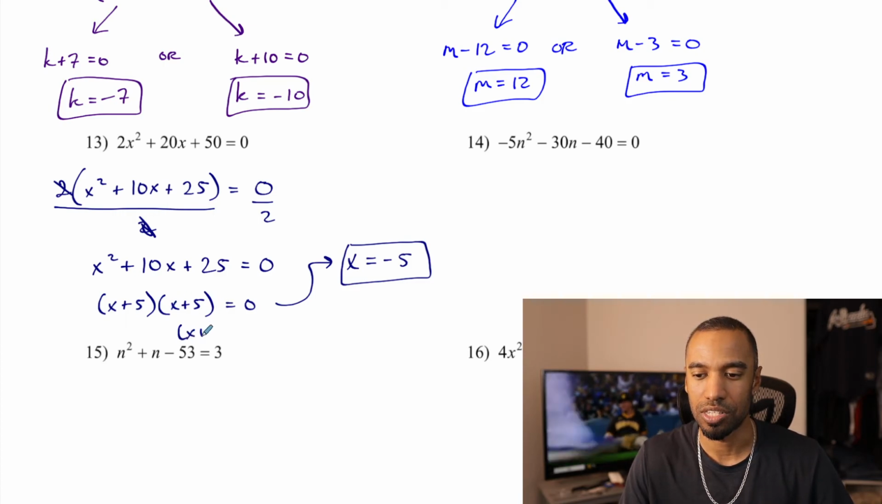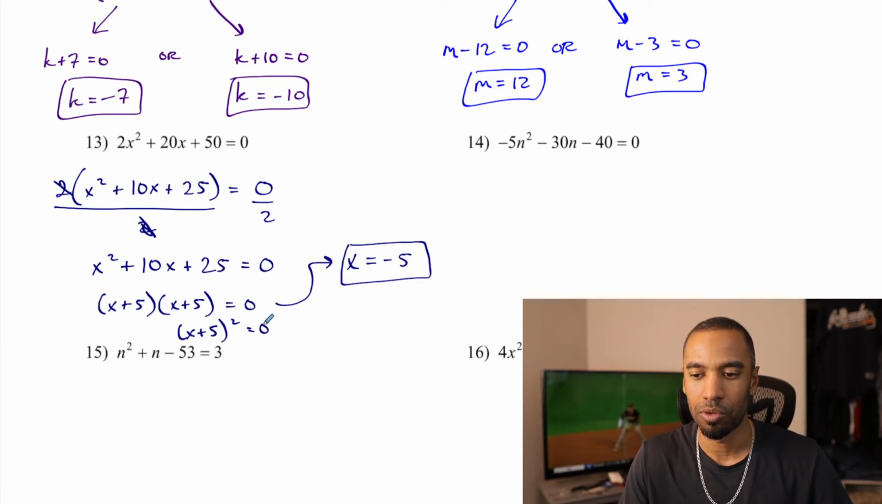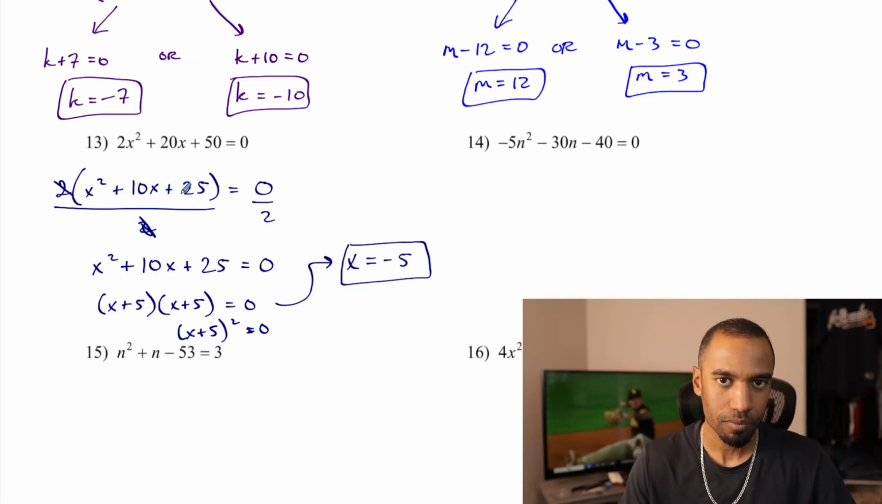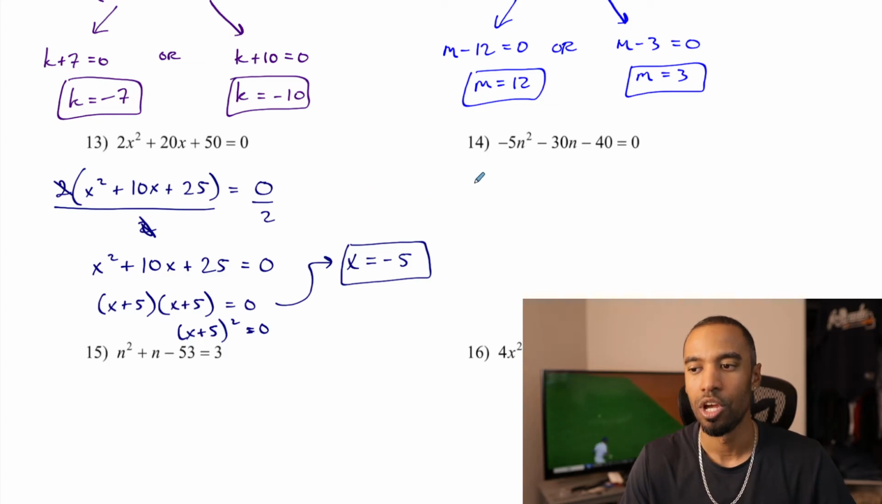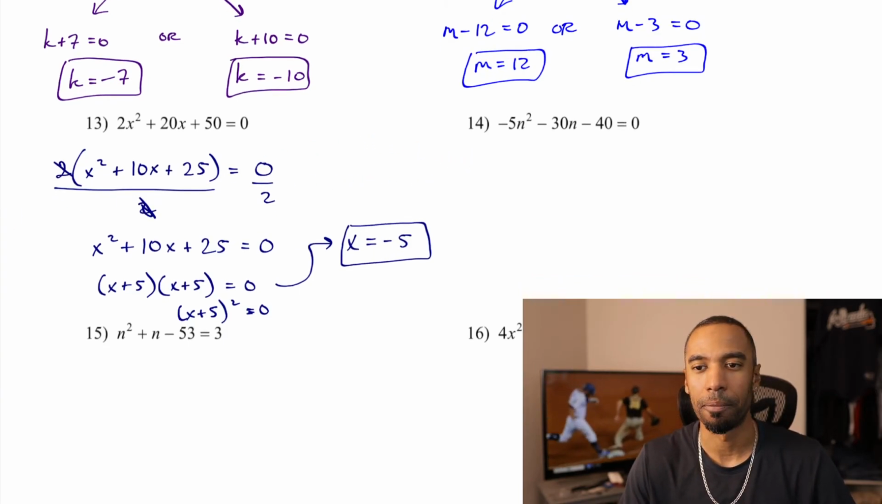You know, sometimes you'll see this as x plus 5 squared equals 0, and we're actually going to get deeper into these special cases here. It's a perfect square trinomial special case. We'll get into that a couple videos from now.